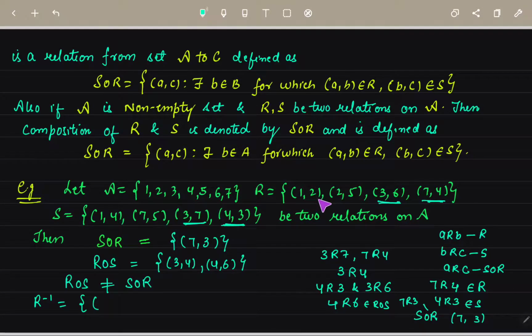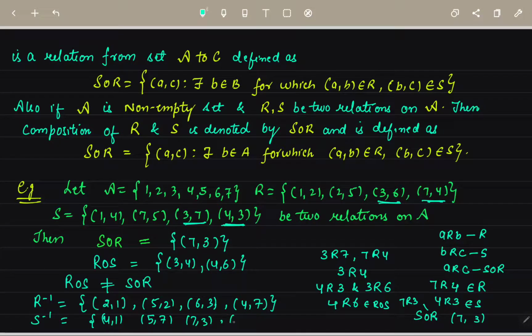So पहले R था (1, 2), now I will write here that (2, 1), ordered pair (2, 1). Similarly next will be (5, 2), then next ordered pair will be (6, 3), and last will be (4, 7). So this is the R inverse of R. Similarly S inverse, this is equal to (4, 1), then (7, 5), (7, 3), and other term will be (3, 4). So these are the inverses of R and S.